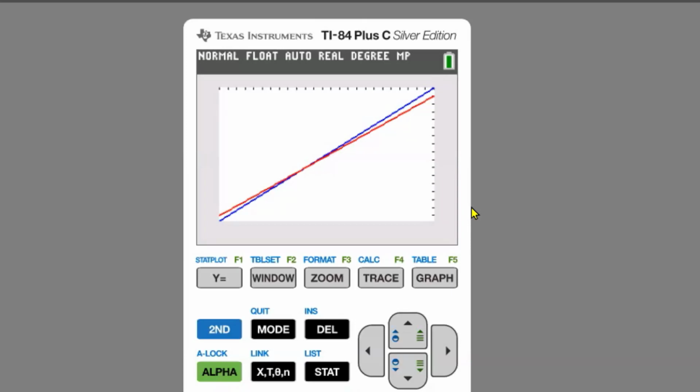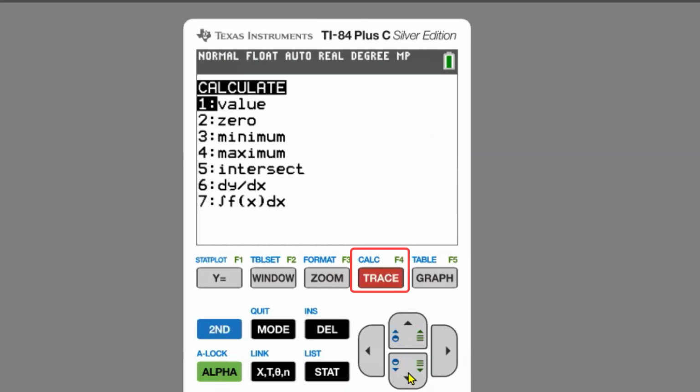It'll kind of center them for you. Works most of the time, sometimes it doesn't, but it's still not too clear, but we can still work with it. Now, remember, we're looking for where it intersects. So let's use second function, calculate. Let's go down to intersect.